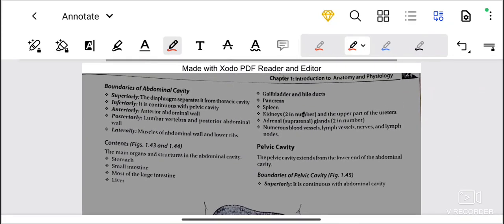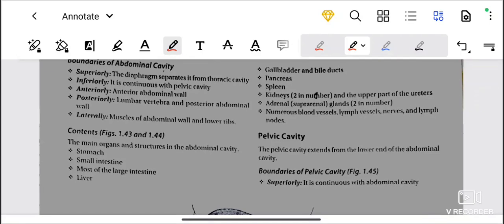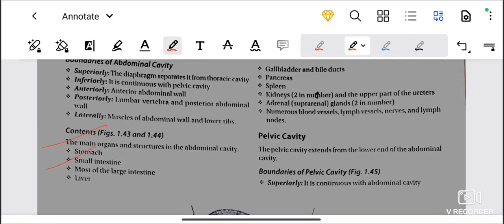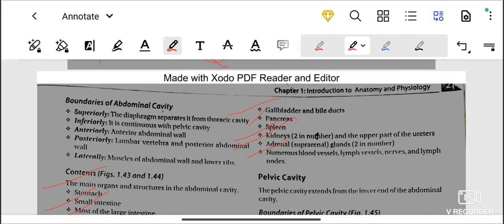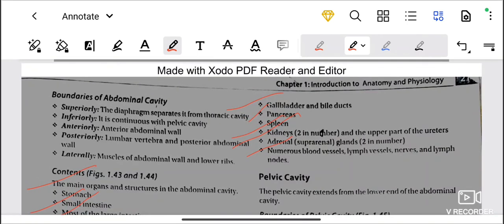The contents of the abdominal cavity: we can see the stomach, small intestine and most of the large intestine, liver, gallbladder and bile ducts, pancreas, spleen, kidneys, and adrenal glands. If the kidney is present, the adrenal glands will also be present, because above the kidney we can see the adrenal glands. Anteriorly or superiorly we can see the adrenal glands, also called suprarenal glands. They are two in number. And numerous blood vessels, lymph vessels, nerves and lymph nodes will be present.